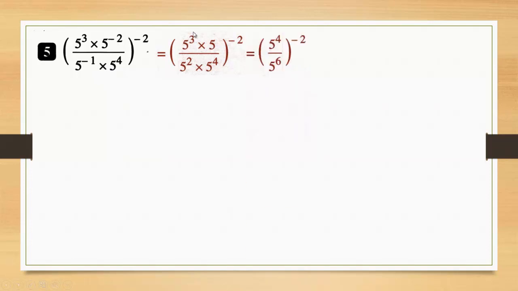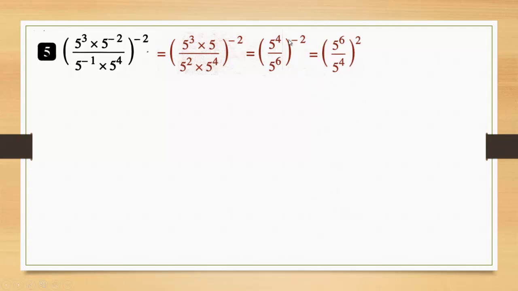After that, we will simplify the numerator and the denominator. We will put the base and start adding the powers. 3 plus 1 equals 4, 5 power 4. And put the base 5, start adding the powers. 2 plus 4 equals 6.